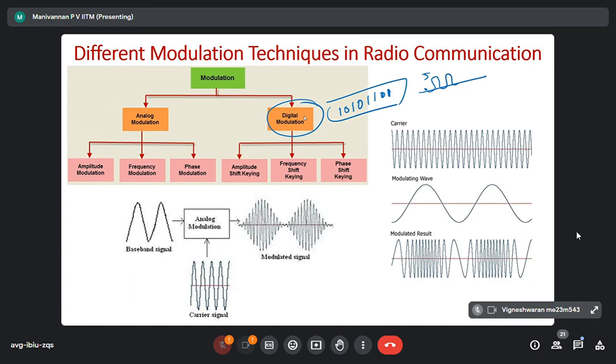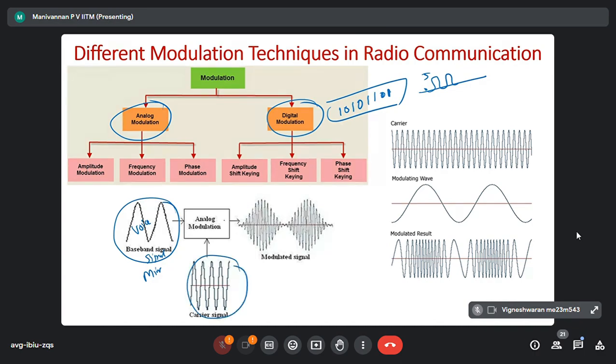So if we talk about analog modulation, this is a signal I want to transmit. Right? It may be a microphone I'm talking into. This is my voice signal. Correct? Which is converted to electrical by a microphone. This signal you want to transmit to the receiver. So you cannot directly transmit. You have to use another signal called carrier signal.